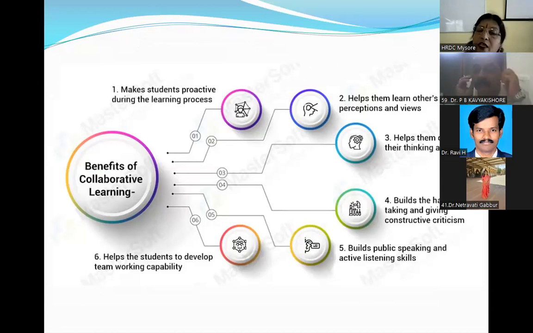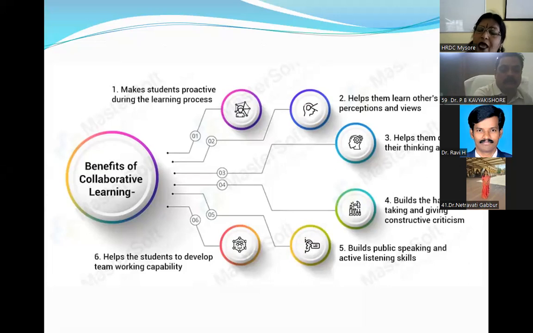The second one helps them learn others' perceptions and views. I'm putting forth my views and I learn from the others also. Third, it helps them develop their thinking abilities. Their thinking abilities are developed because they're working together, they're seeing others who are doing well. His viewpoints are also accepted by others, so he gets motivated. So his thinking abilities also improve.